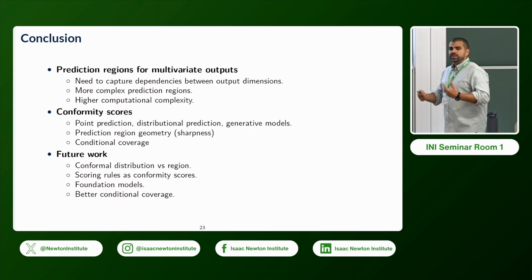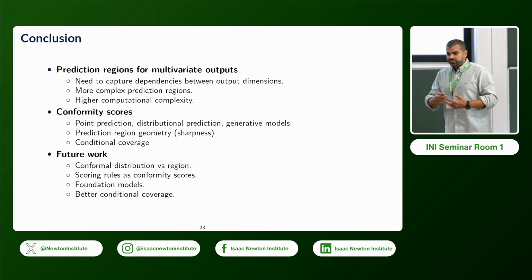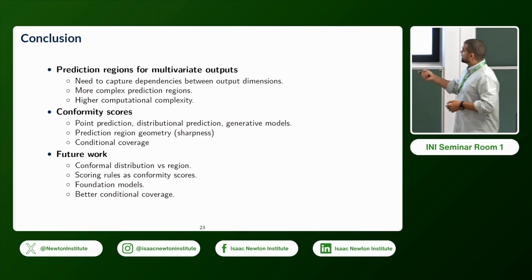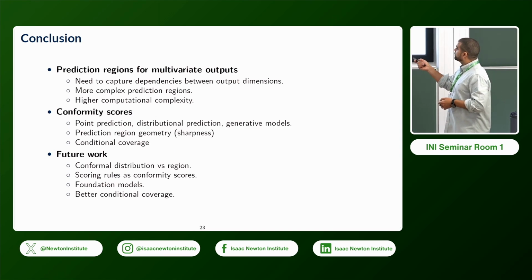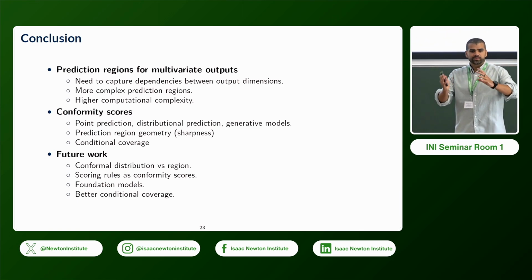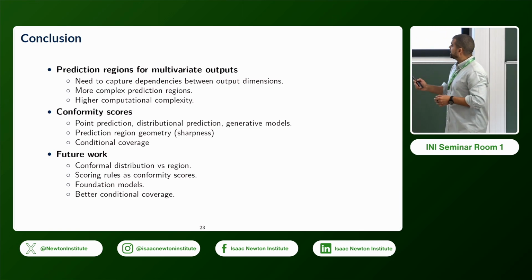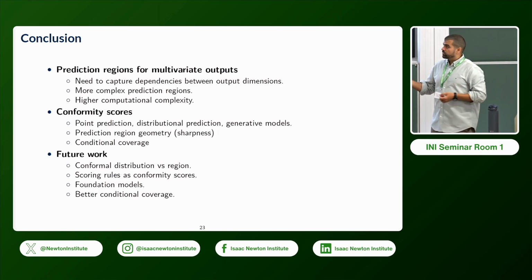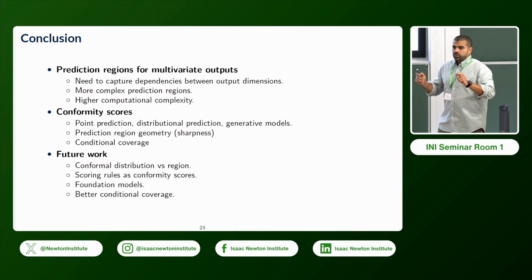And you can use diverse predictive models, let's say point prediction, mean, quantile, but also distributional and generative models. Clearly, we have seen the conformity score has a direct impact on the geometry of the region and also on the conditional coverage. Future work.